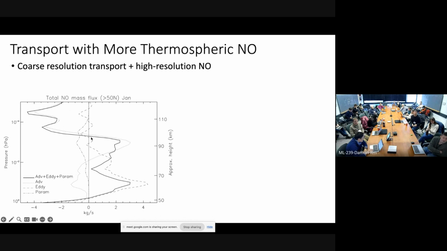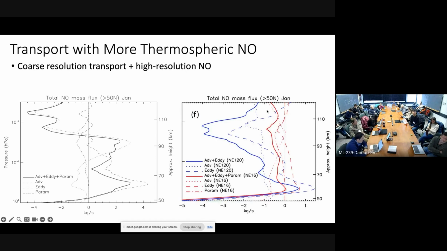So that tells us the dynamics was still, even with the increase in nitric oxide, trying to prevent the nitric oxide from coming down. It was providing more like an upward flux. And if you compare with the calculation we did earlier with the high resolution field itself, the difference is pretty clear. So this is really preventing the nitric oxide from coming down.